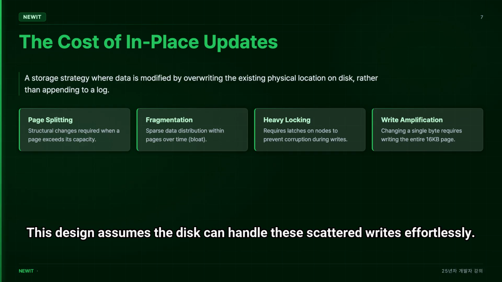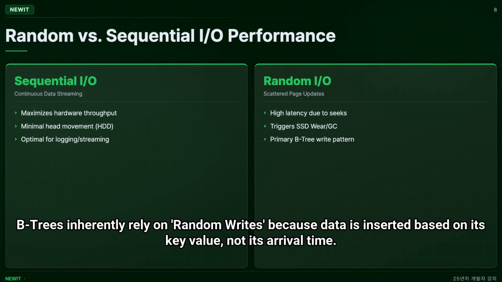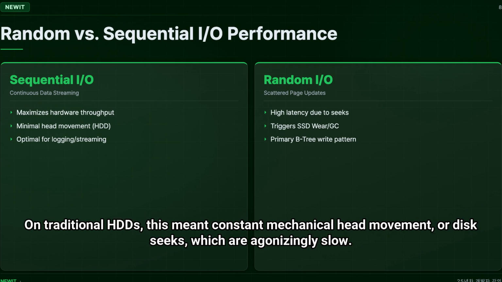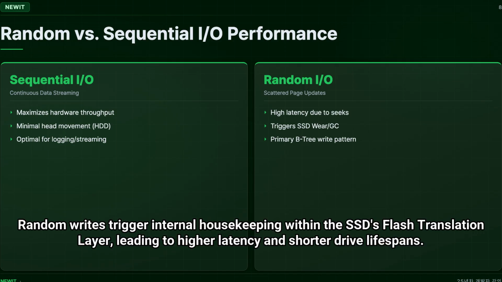This design assumes a disk can handle these scattered writes effortlessly. In the world of storage, not all writes are created equal. B-trees inherently rely on random writes because data is inserted based on its key value, not its arrival time. On traditional HDDs, this meant constant mechanical head movement, or disk seeks, which are agonizingly slow. You might think SSDs solve this, but even modern NVMe drives are optimized for sequential throughput. Random writes trigger internal housekeeping within the SSD's flash translation layer, leading to higher latency and shorter drive lifespans.